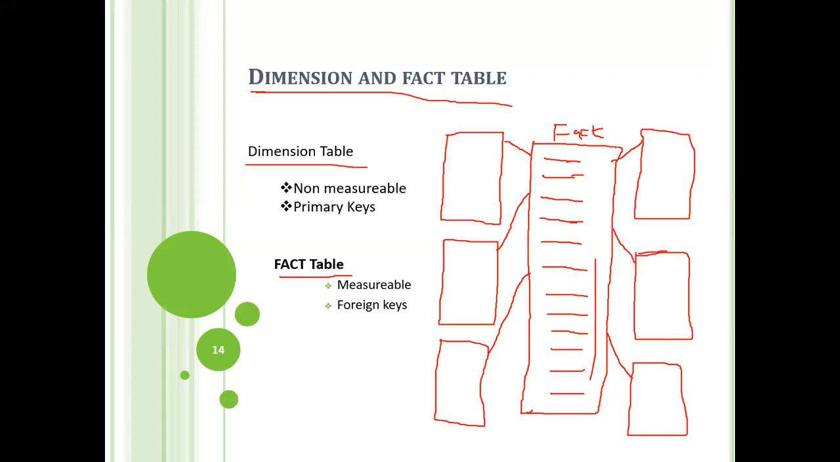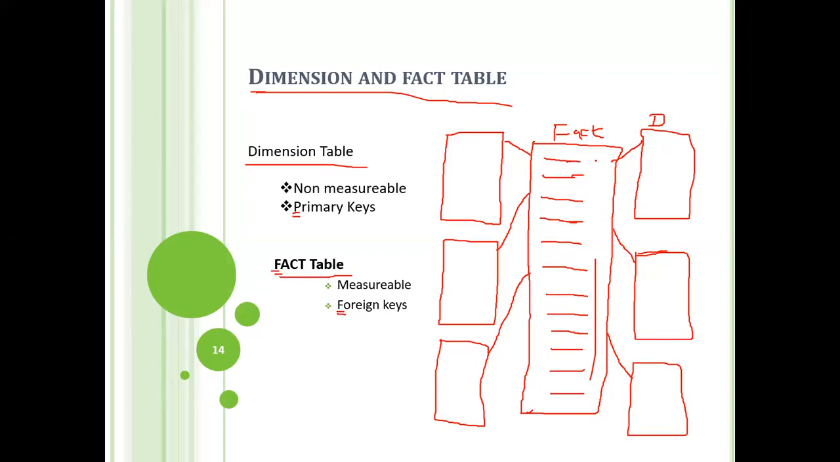Okay, so this is the fact table. This is the dimension table. So all these are dimension tables. Dimension table will always have a primary key. Okay, remember, dimension table will have a primary key and fact table will have a foreign key.